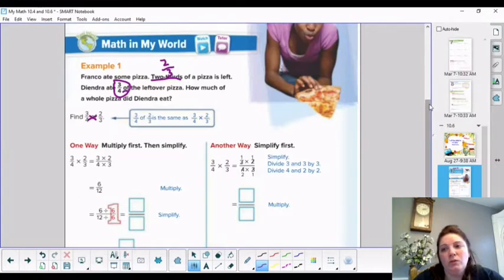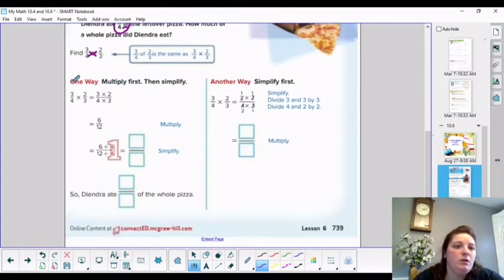So one way to do this is the way that we just did in the other lesson. Multiply your numerators. 3 times 2 is 6. Multiply your denominators. 4 times 3 is 12. Of course, simplify. I can divide 6 and 12 by 6, leaving me with 1/2. So Deandra ate half of the whole entire pizza.